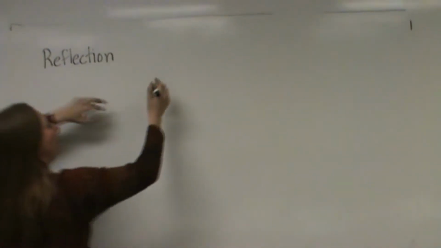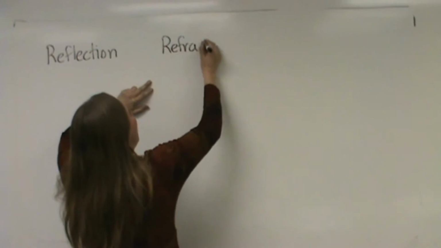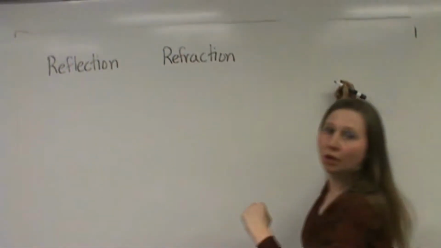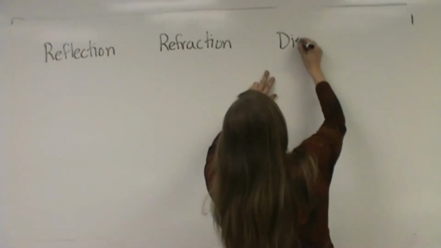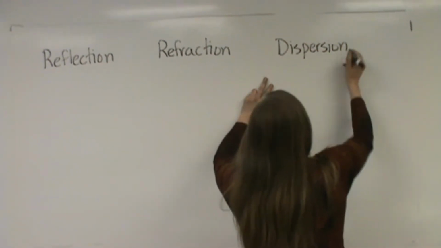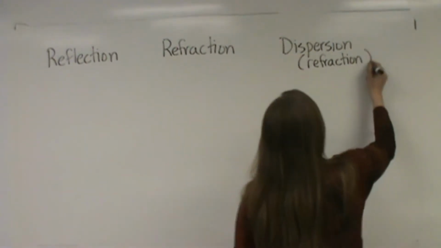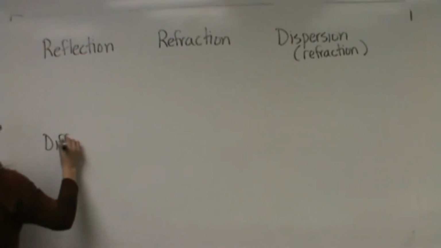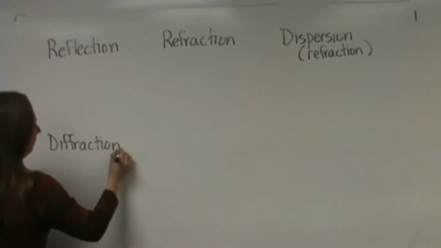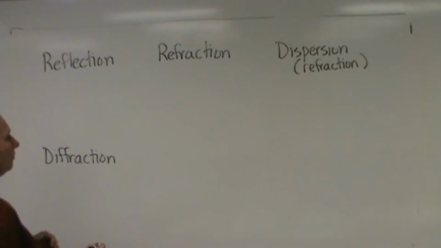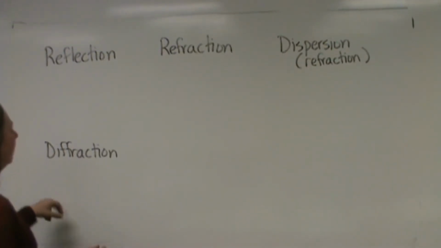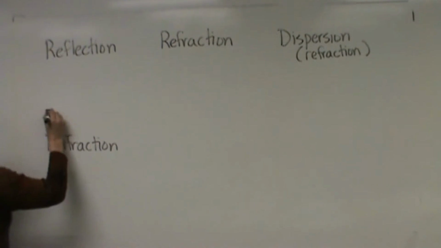We've got reflection. We've got refraction. We've got dispersion. Now remember, dispersion is a form of refraction. We've got diffraction. Okay, so here's a barrier.